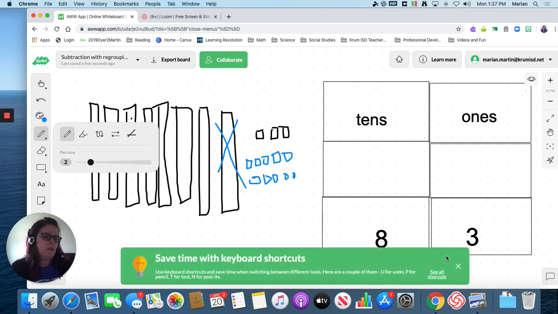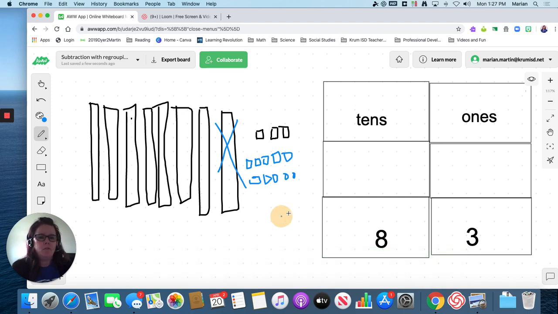All right, so now we have changed this number in our visual model, so we also need to change the number on the place value mat. How many 10s do we have now? Let's count. 1, 2, 3, 4, 5, 6, 7. Now we only have 7, so I'm going to cross out this 8 and I'm going to change it to a 7 because there are only 7 10s now. And how many 1s do we have now? We have 3 plus 10, so that equals 13. So I'm going to cross out the 3 and I'm going to change it.